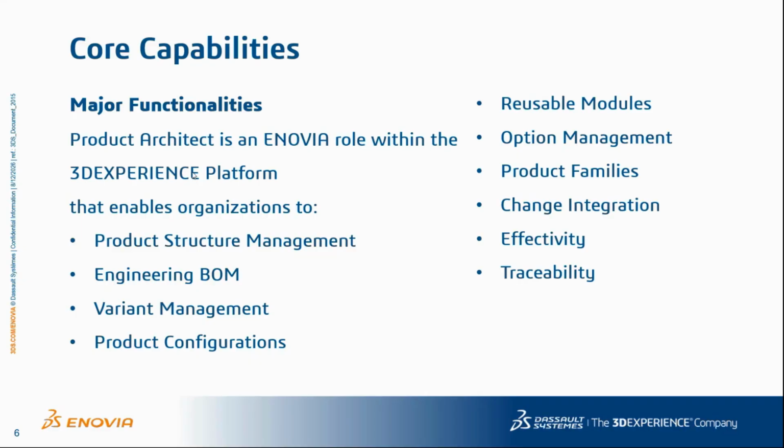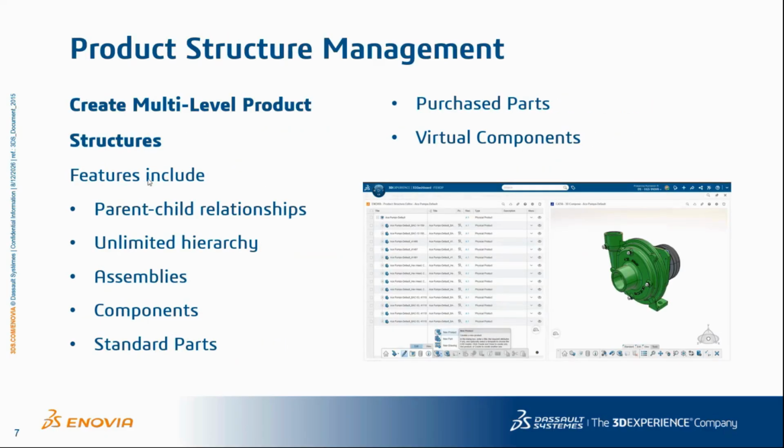You can define which are all the reusable modules. So you have option management, product families. You can bring in your change management as a part of your integration, effectivity, and traceability. These capabilities allow organizations to move from a document-centric engineering towards a model-based product definition. So, your product structure management.